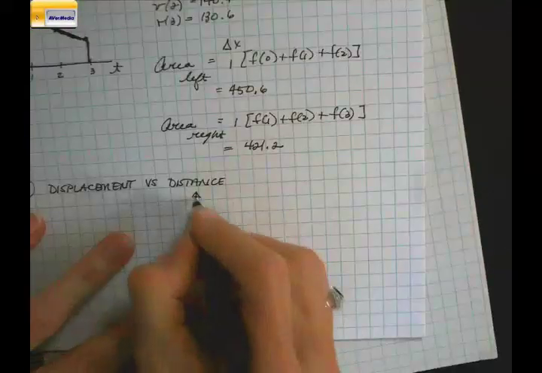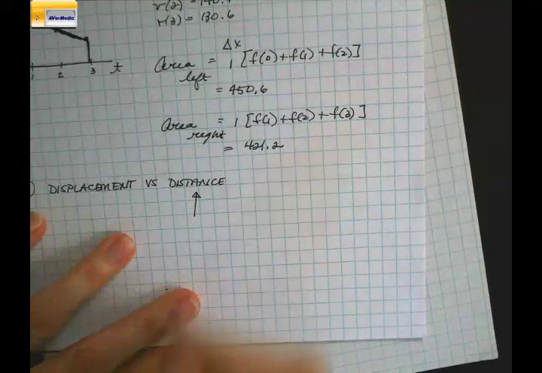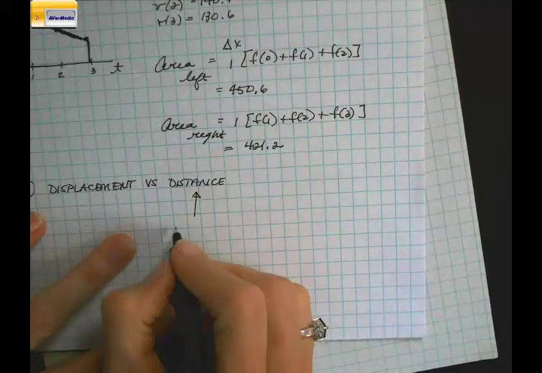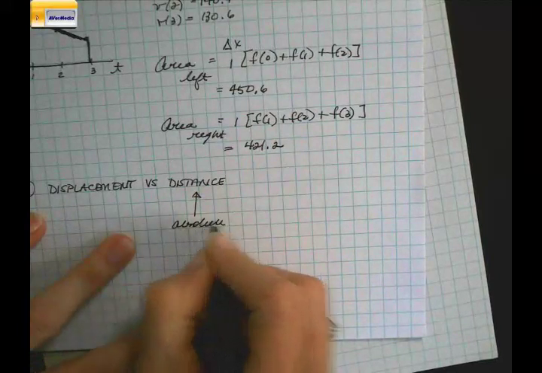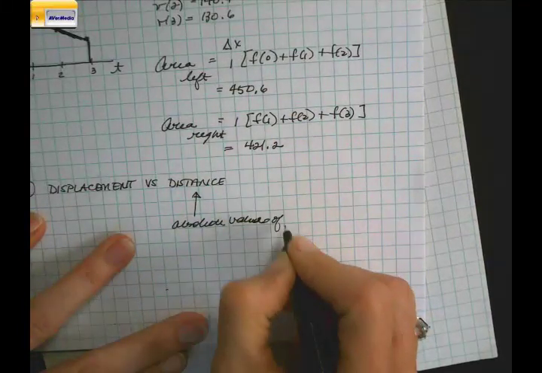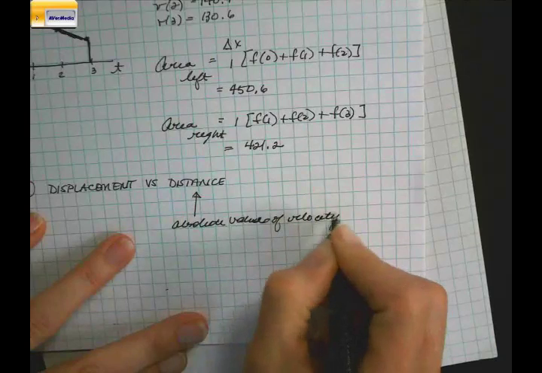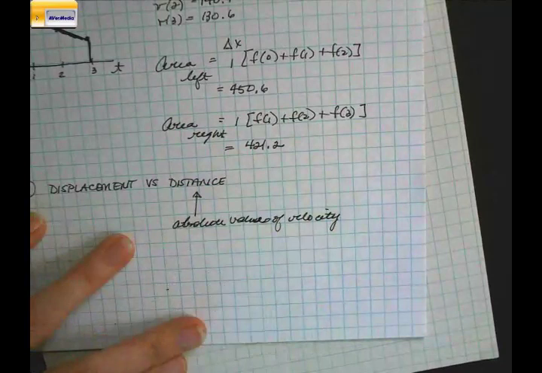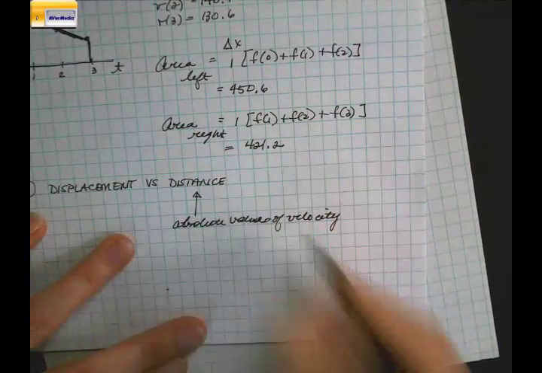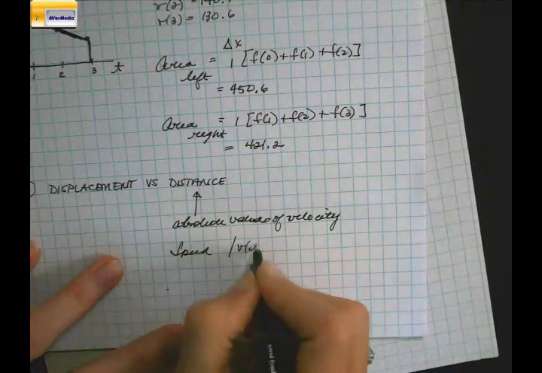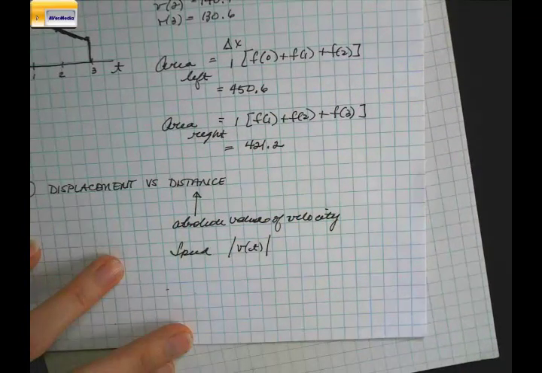So again, when you're looking for distance, and we haven't had this issue in any of these examples, if your velocity is ever negative, you must take the absolute value of velocity. So if your velocity is ever a negative value and you're looking for distance, you must take the absolute value of your velocity to get your true distance, which is called speed. So speed is the absolute value of velocity in order to get your distance.